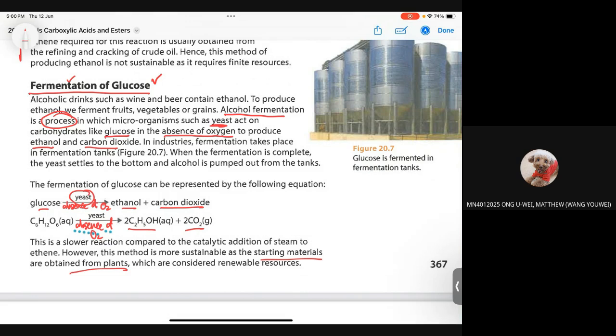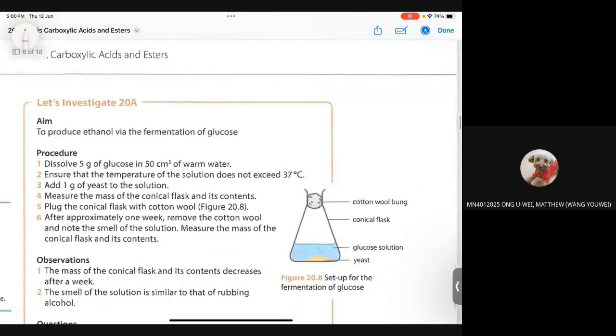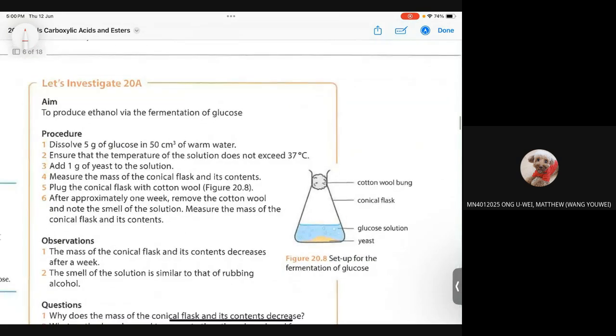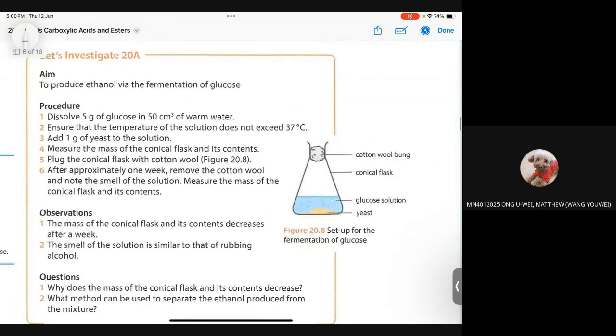So you can go online. You can actually buy the yeast. You look out for wine yeast on your Shopee or your Lazada or any online place. You just put the wine yeast together and keep it with your fruit juice. It will ferment, and after that you can actually get your alcohol. So this is how the simple setup can look.